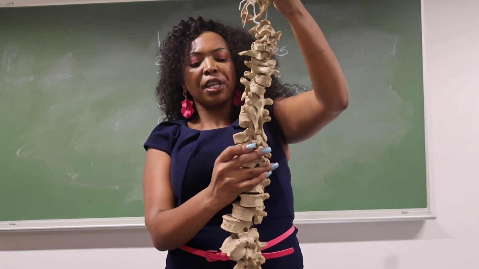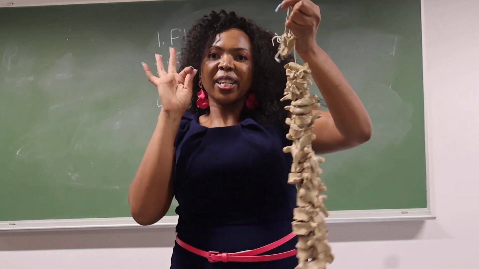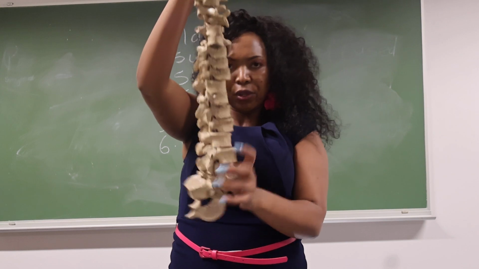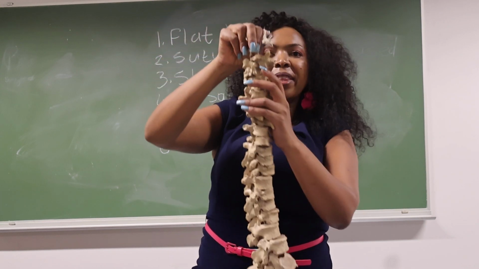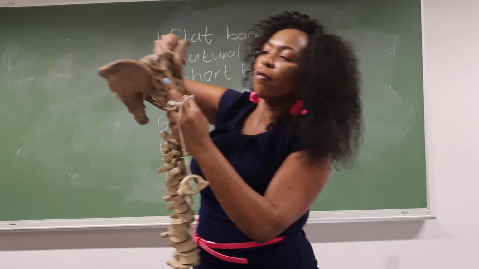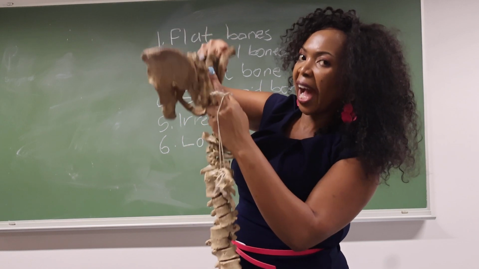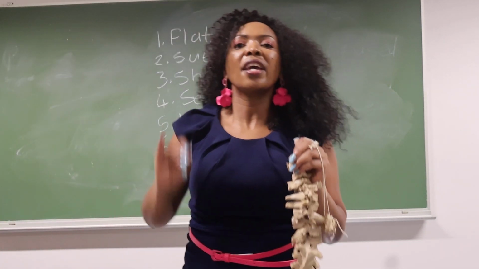So how many vertebrae do we have? We have 33 vertebrae. So we have 24 of these, the mobile ones, and then we have 9 of these. These are the fused vertebral column, 9. So the 9 plus the 24 gives a total of 33 vertebrae.